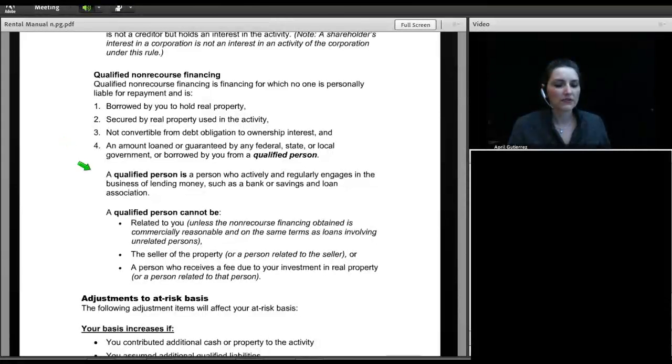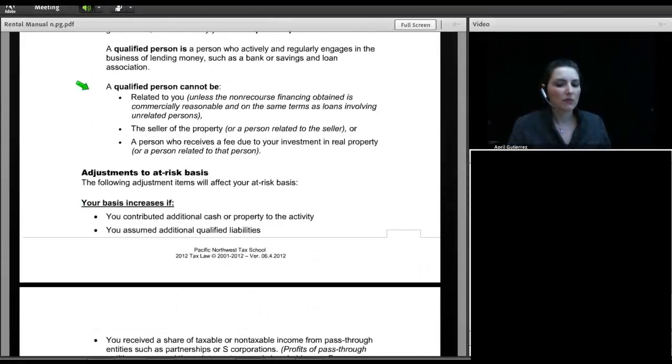A qualified person is a person who actively and regularly engages in the business of lending money, such as a bank or savings and loan association. But a qualified person cannot be related to you unless the non-recourse financing obtained is commercially reasonable and on the same terms as loans involving unrelated persons, the seller of the property or a person related to the seller, or a person who receives a fee due to your investment in real property.